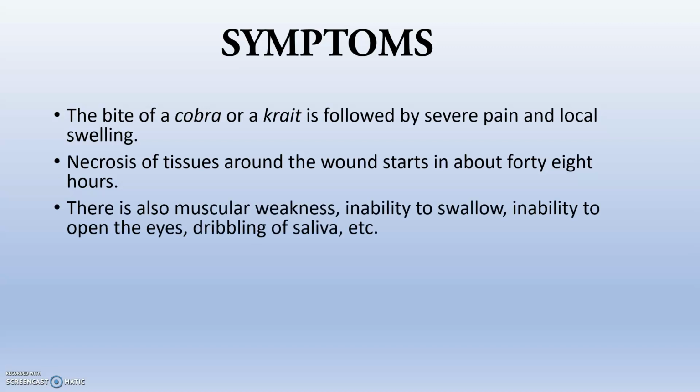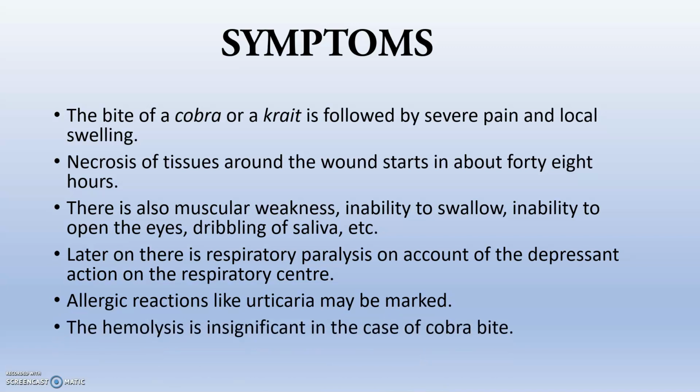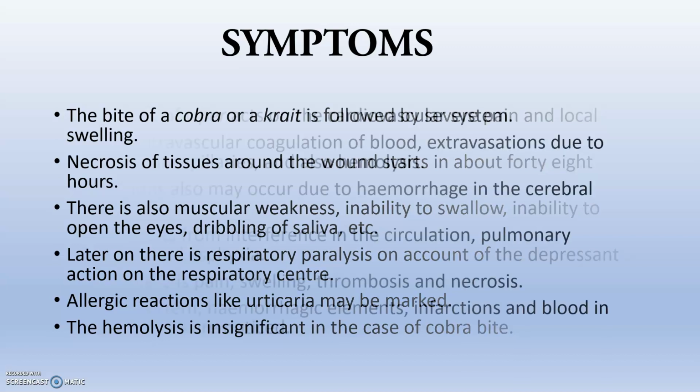There will be muscular weakness and inability to swallow, because the hemostasis is put into an imbalanced condition by the toxin. Later on there will be respiratory paralysis due to the depressant action on the respiratory center. Allergic reactions like urticaria may be marked. The hemolysis is insignificant in case of cobra bite. Hemolysis is more in case of the viper bite because the hemotoxins are mainly present in the viper venom.